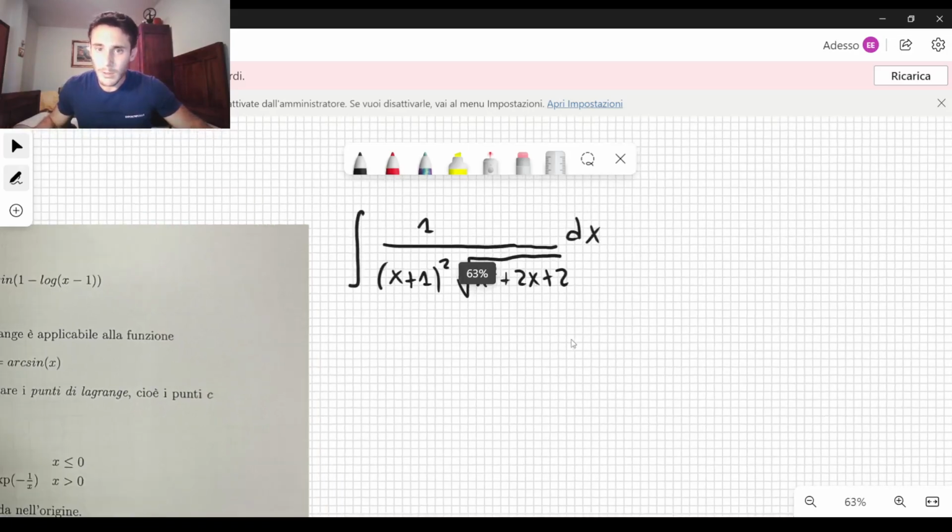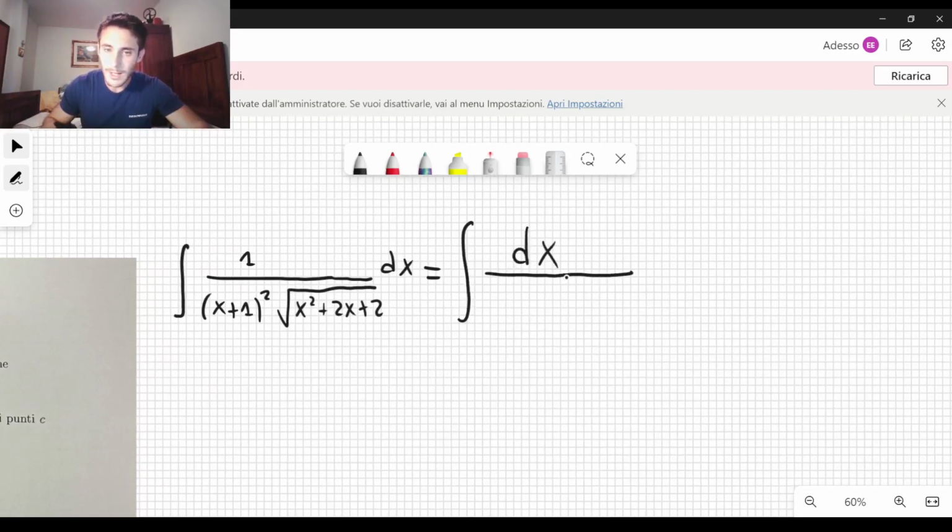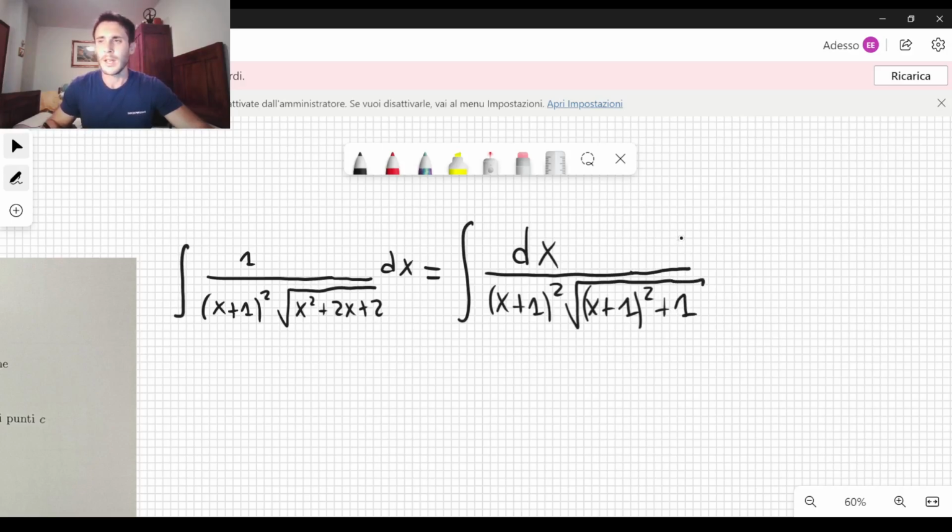And now I'm going to rewrite the square root in a different manner. This is equal to the integral dx divided by (x plus 1) squared, and then the square root of (x plus 1) squared plus 1. So I can also rewrite the integral in this form, and now I will make a substitution.